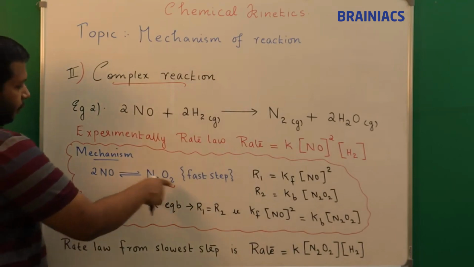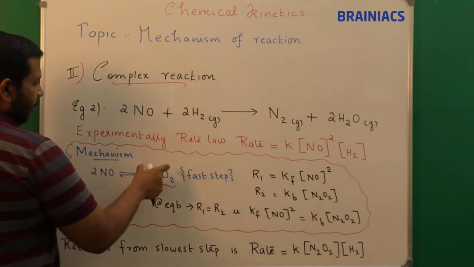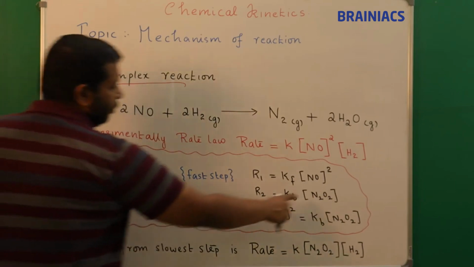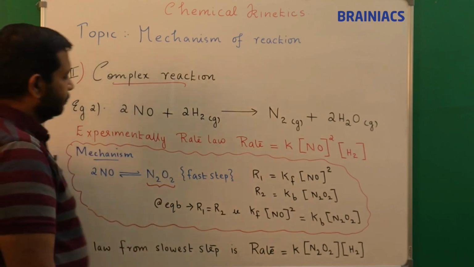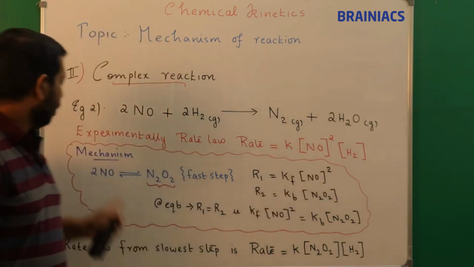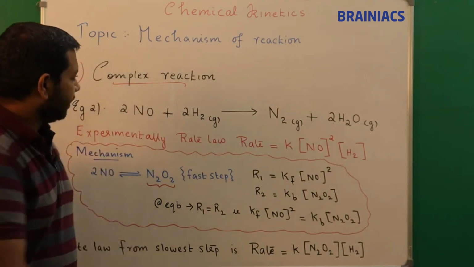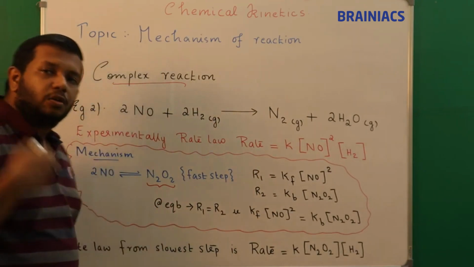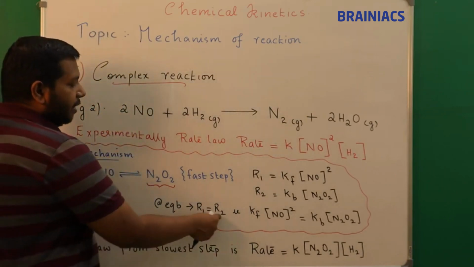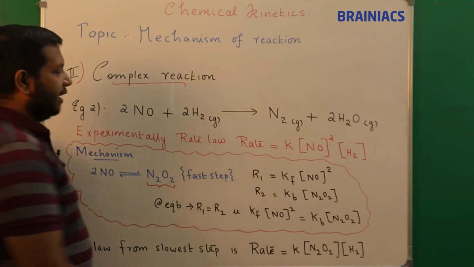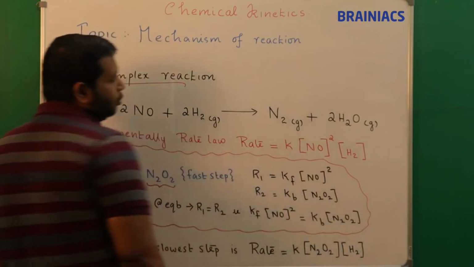Now similarly for the backward reaction, how do you write? R2 is equal to Kb into the concentration of N2O2, raised to the power 1. It is based on the law of mass action, correct? Now we know that at equilibrium the rate of forward reaction will become equal to the rate of backward reaction. So R1 will become equal to R2. Then I can write Kf into NO square is equal to Kb into N2O2.